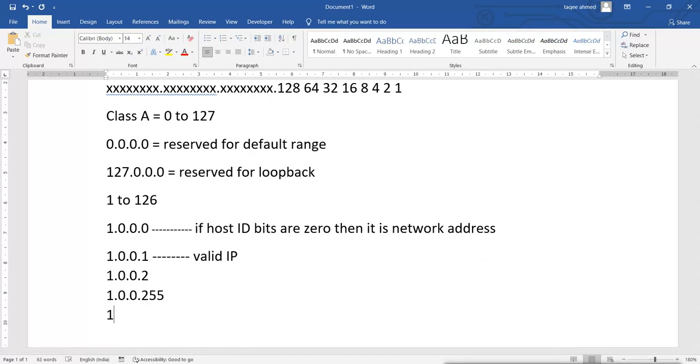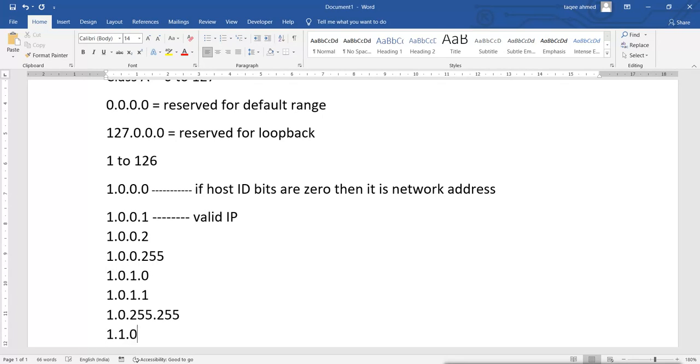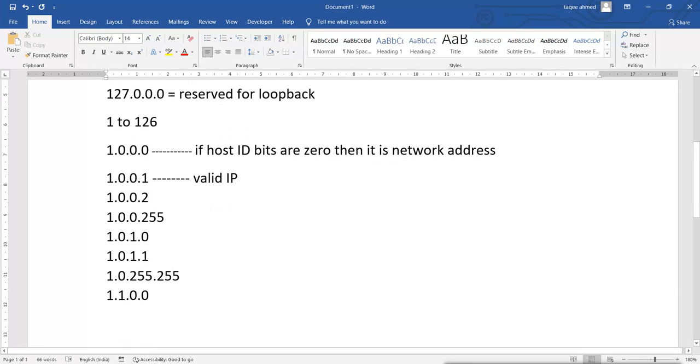Then the next IP will be 1.0.1.0 again, and it will start again from 1, then 2, then 3, then 4, then 5. Now one time comes when it will become 255, and this will be also on 255. Then what? The next will change to 1, and then these will become 0 again, and then the next IP will be 0.1, then 2, then 3, then 4, 255. Then this will be also 255.